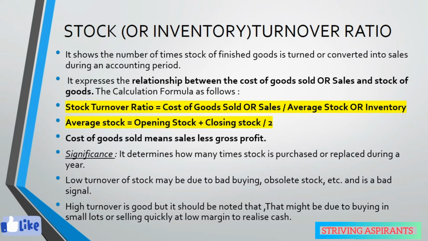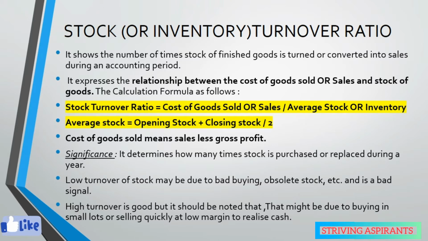This is the calculation formula. Stock turnover ratio equals cost of goods sold or sales divided by average stock or inventory. And average stock equals opening stock plus closing stock divided by 2. And the cost of goods sold means sales minus the gross profit value.